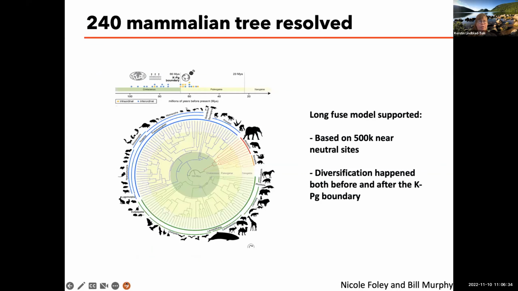So Bill Murphy's group took all the 240 species and resolved the tree, and they did this based on 500,000 near neutral sites across the genome, and that meant that we now know with high confidence how all these 240 mammals are related to each other. They also looked to see where the diversification of mammals happened, and the result is that it happened both before and after the KPG boundary, where the big mass extinction happened. And so it's been a progressive diversification.